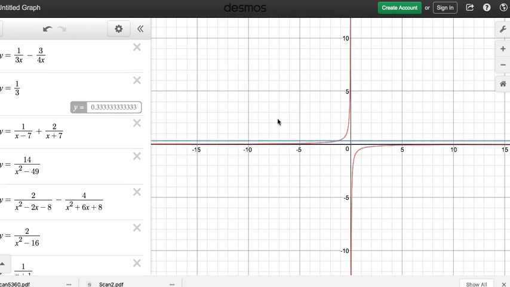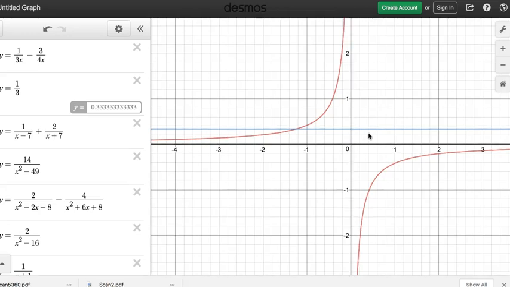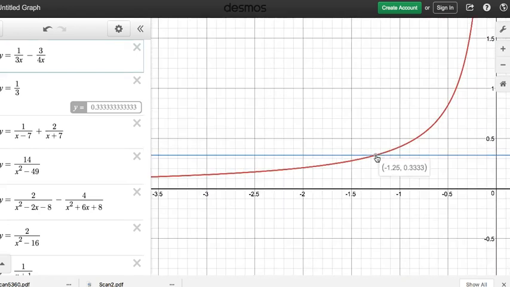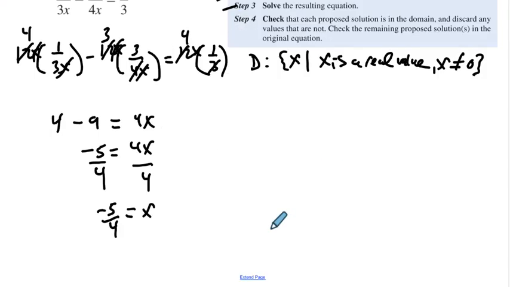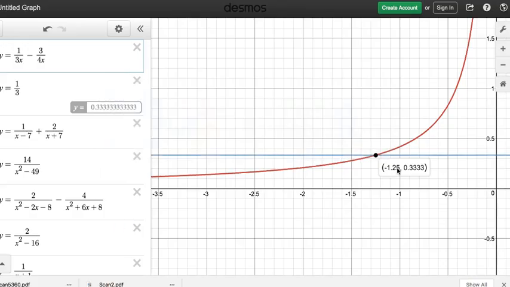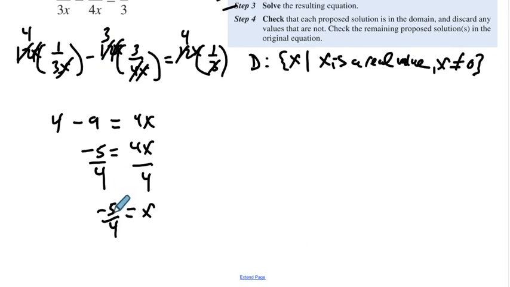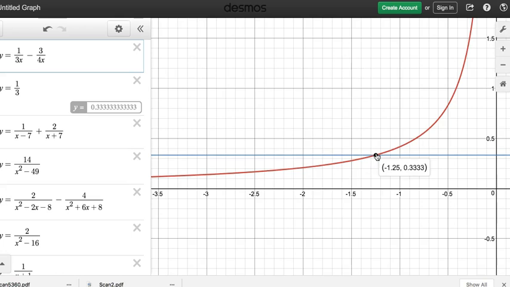And so if I graph both of them, the graph looks like this, and see how they intersect right there, at negative 1.25, and y is 0.333. Remember, our solution here was negative 5/4, and negative 5/4 is negative 1.25. So when x is negative 1.25, what is our y value? 0.333, or 1/3. When is this all equal to 1/3? When x is negative 1.25, or in other words, negative 5/4. So this just verified it by graphing. This intersection right here verifies that our solution is correct. Cool beans.